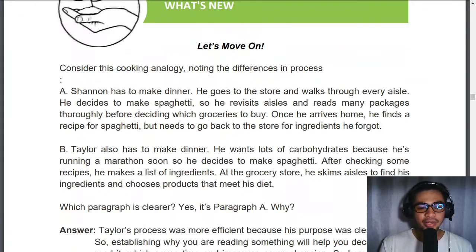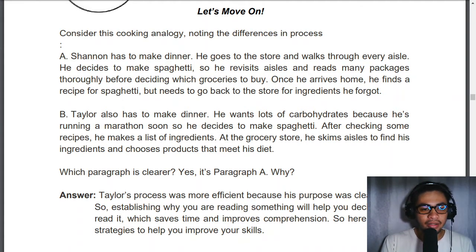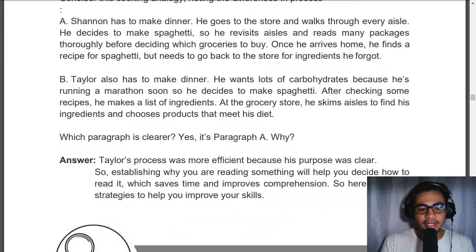Okay, so what's new? Moving on to the next. This is also another topic to consider. Consider this cooking analogy, noting the differences in process. Check the differences between these two paragraphs, paragraph A and paragraph B. Which paragraph is clearer? Of course, it was already given. You just have to read, and the explanation is at the below part. So just read and analyze what's in the selection.